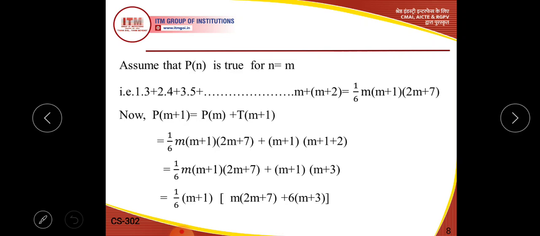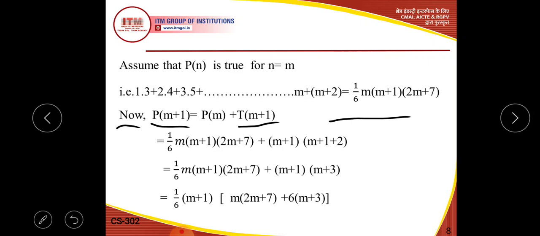Now Tm plus 1, because it is true for n equals m. Now we have to check this statement is true for m plus 1. Now P of m plus 1 is equals to P of m plus Tm plus 1. The additional term is the sum of m plus 1, which is equals to Tm plus 1.